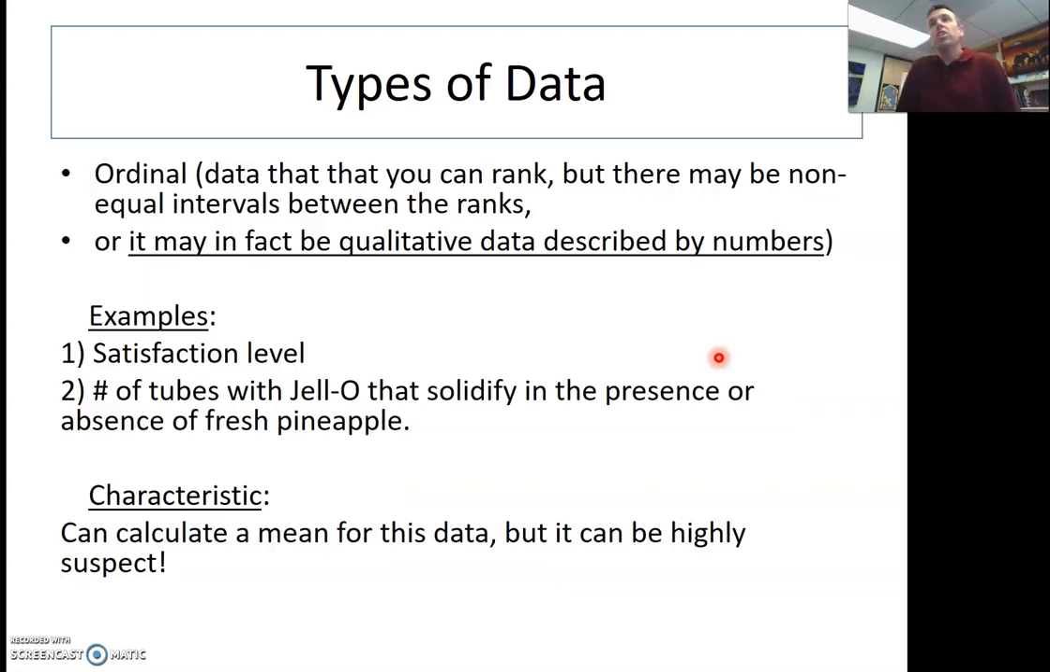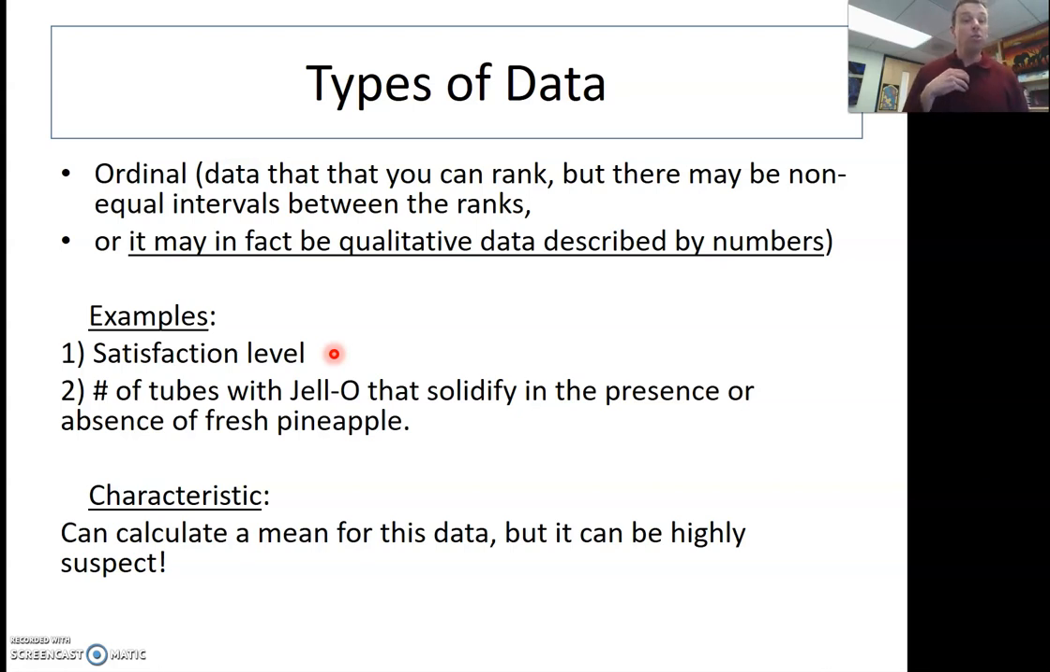Ordinal now is still things that are in a category, but they can be ranked. All right, so oftentimes it really is qualitative data, but it is described by numbers. Right? So for example, oftentimes satisfaction level is in this regard. So if you are given a survey and you're told to give your satisfaction level on a scale of 0 through 10, that's a number, but it still is a category, right? You're putting your category of satisfaction into number 3 or number 5 or so forth, all right?